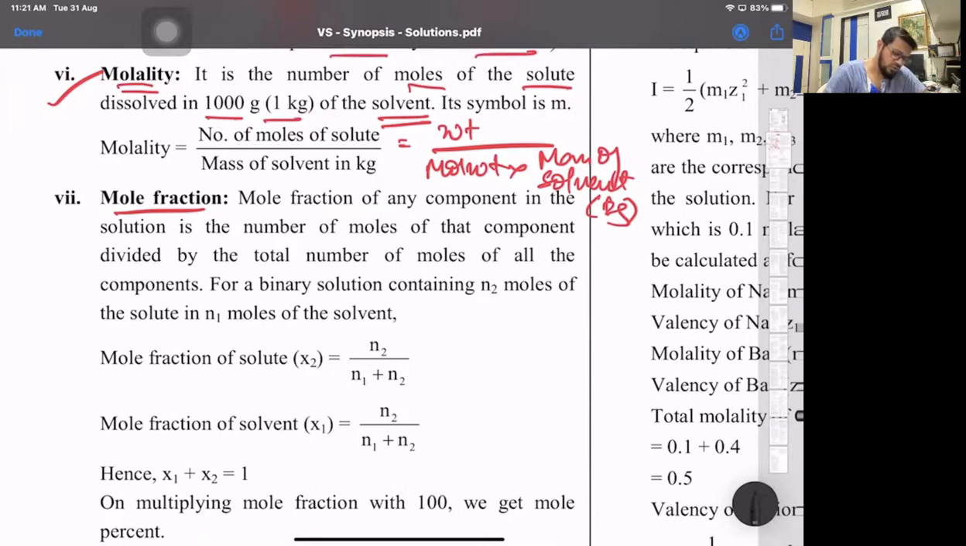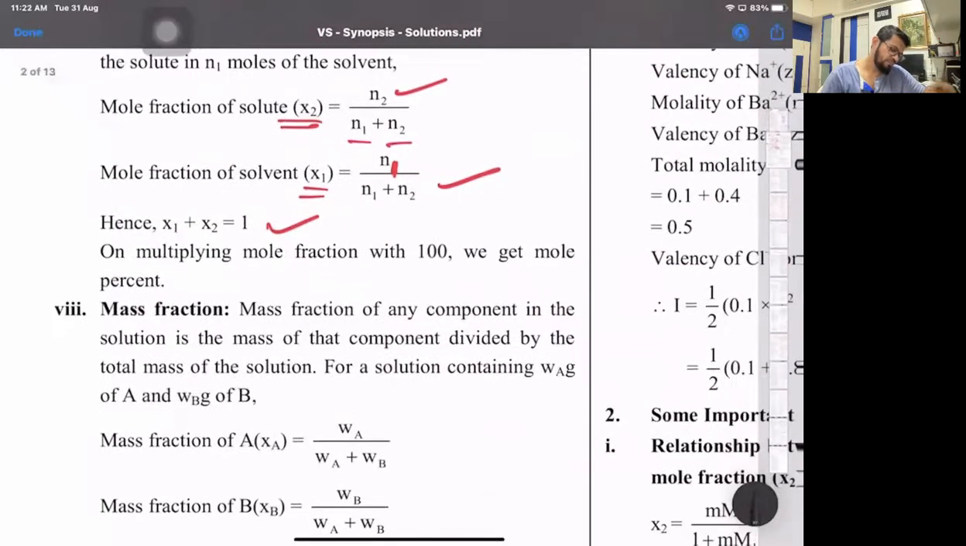That's what it says. So for solute it is X2, moles of solute upon solute plus solvent. Or the mole fraction of solvent will be, there's a correction here, it should be N1 upon N1 plus N2. And remember, let it be a binary or a ternary solution, we will say the sum of all mole fractions is always unity. Okay, that is one. Then comes mass fraction.